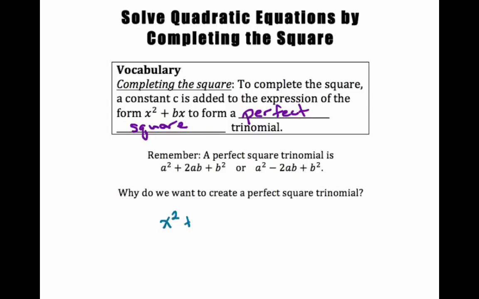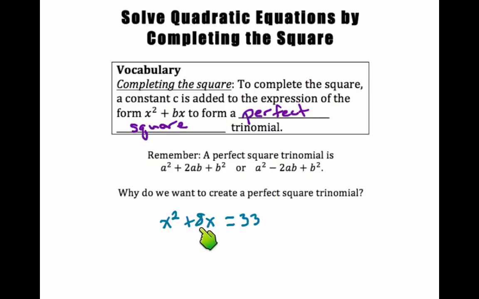Well, let's look at an example. If I have x squared plus 8x equals, let's say, 33, I can't solve this. Well, I guess I could subtract 33 and make it equal to 0, but I'm going to tell you that's going to be ugly. It's not going to work. So instead, if I can turn this into a perfect square trinomial, and remember, I can add anything I want to this side as long as I add it over here, right? Well, so what am I going to say?